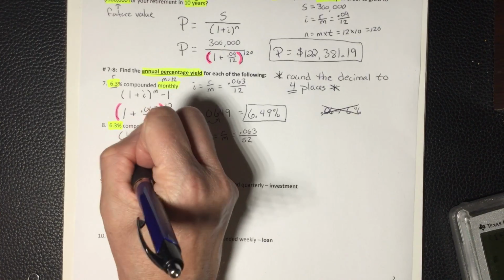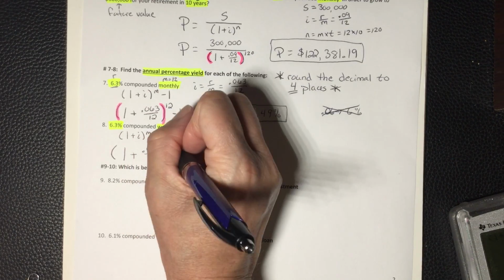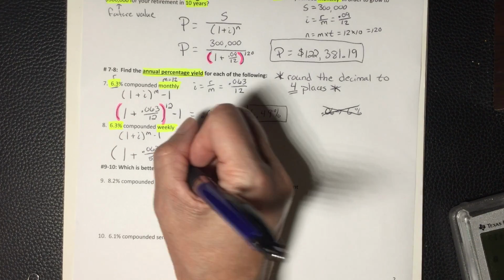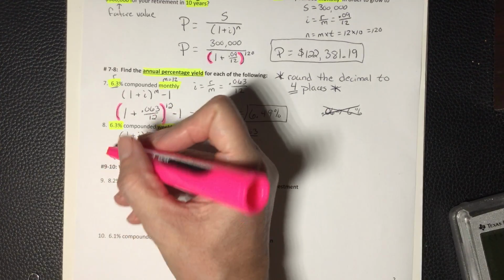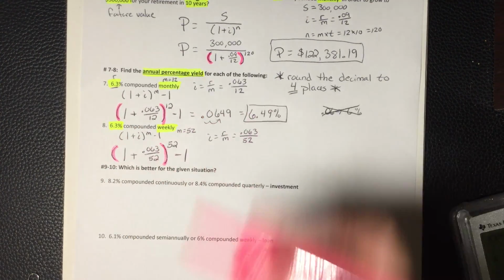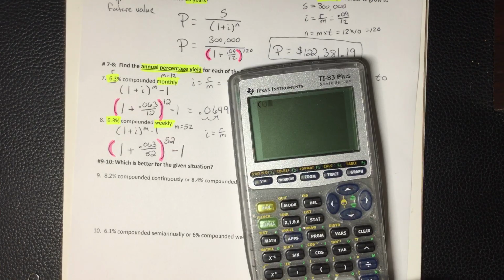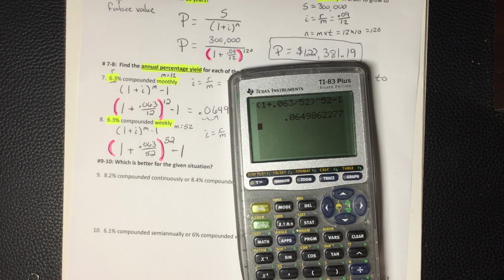When I plug that in, I get 1 plus 0.063 divided by 52. I'm going to raise that to a power of 52. Remember, we use m in both places here. And then don't forget to minus 1. When you put this in your calculator, make sure you put those parentheses right there. All right, let's go ahead and try that. 1 plus 0.063 divided by 52. Close your parentheses, raise it to a power of 52, and then minus 1.